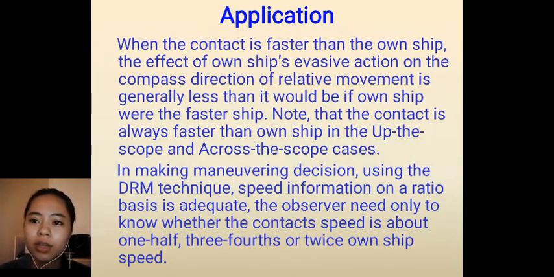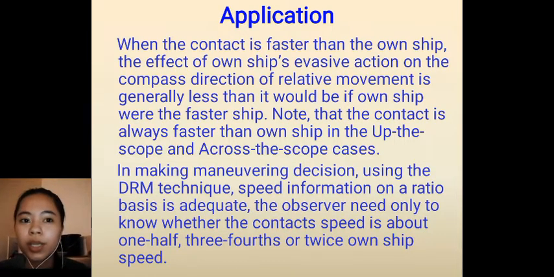Application. When the contact is quicker than the ownership, the evasive action of the ownership has a smaller impact on the compass direction of relative movement than if the ownership were the faster ship. In both up the scope and across the scope scenarios, the contact is quicker than the ownership. When employing the DRM technique to make maneuvering decisions, speed information on a ratio basis is sufficient. The observer simply needs to know whether the contact speed is around half, 3/4, or twice the ownership speed.